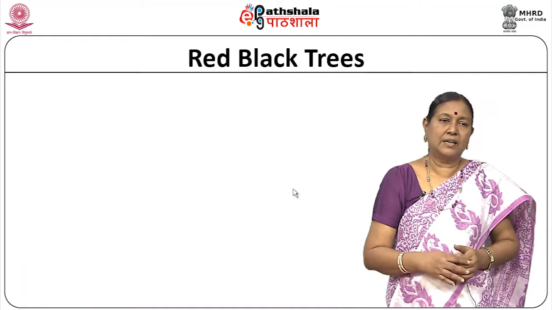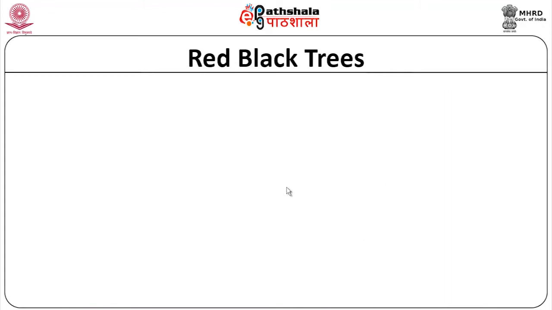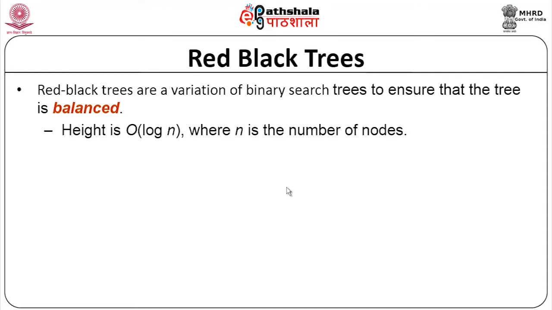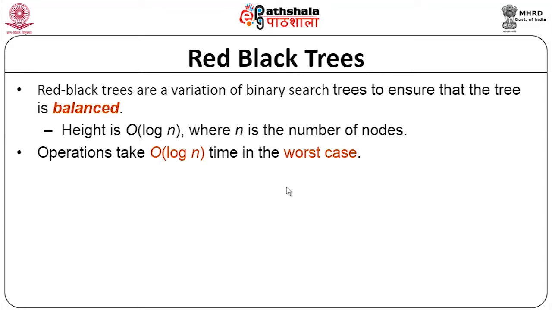So, let us start with what red black trees are. Red black trees are a variation of binary search trees to ensure that the tree is balanced. This is a similar definition to what we had for AVL trees. So, what is the difference? We will come to that. Okay. So, the height is of the order of log n, where n is the number of nodes, similar again to AVL trees, where we wanted the height to be of the order of log n. So, if the height is log n, the operations will take of the order of log n time in the worst case.